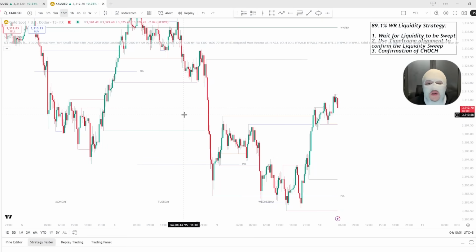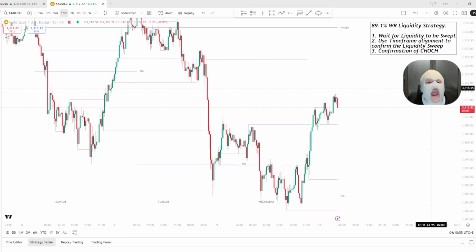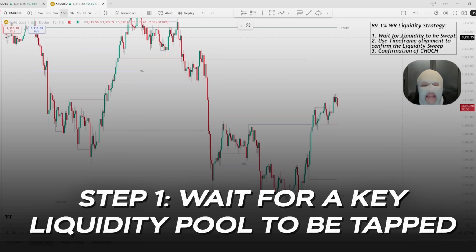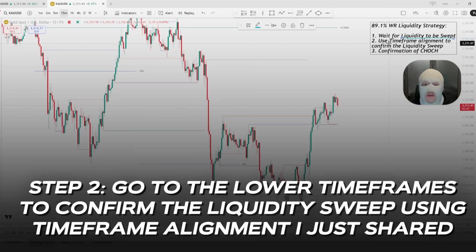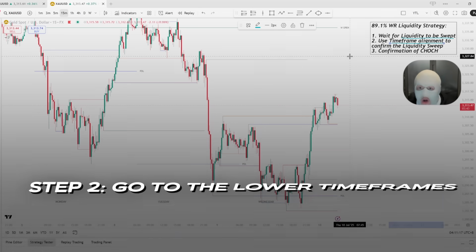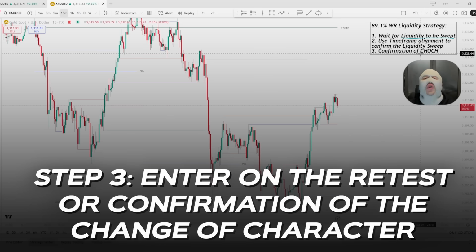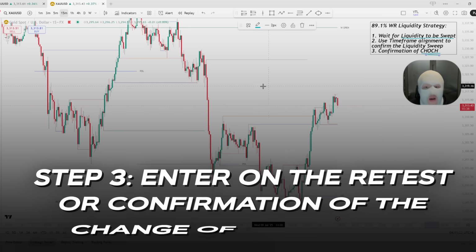Now, I'm going to reveal my 89.1% win rate liquidity strategy that has netted me and my members hundreds of thousands of dollars. And yes, it is way simpler than you think. At its core, this strategy has only 3 key steps. Step 1, wait for a key liquidity pool to be tapped. Step 2, go to the lower time frames to confirm the liquidity sweep using the time frame alignment I shared earlier. Number 3, enter on a retest or confirmation of the CHoCH.